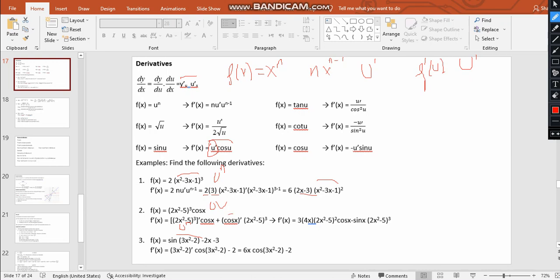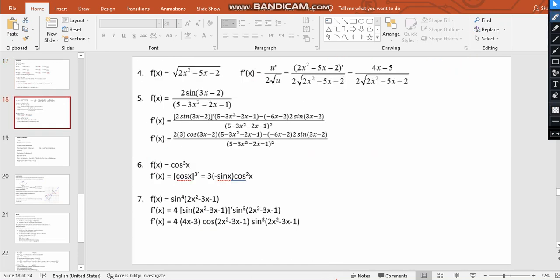Here it's not of the form chain rule. It's cosine x directly, minus sine x. Here, this is the first one, sine u. Derivative of sine u is u prime cosine u. So you derive inside. So it's 6x cosine of 3x squared minus 2. And the derivative of minus 2x is minus 2. This is of the form radical u, u prime over 2 radical u. You derive inside. This is 4x minus 5 over 2 radical u.